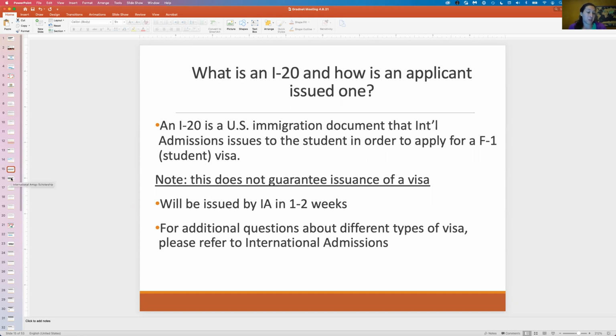Other students may be already in the US under different visas. So every student is special and has their own circumstances. But if you have any questions about visas or anything, definitely reach out to us or to Linda's team.